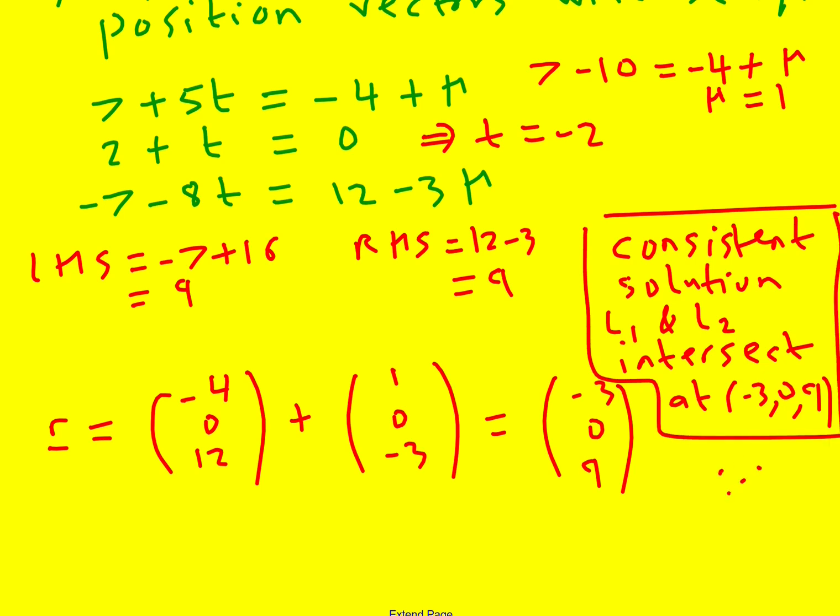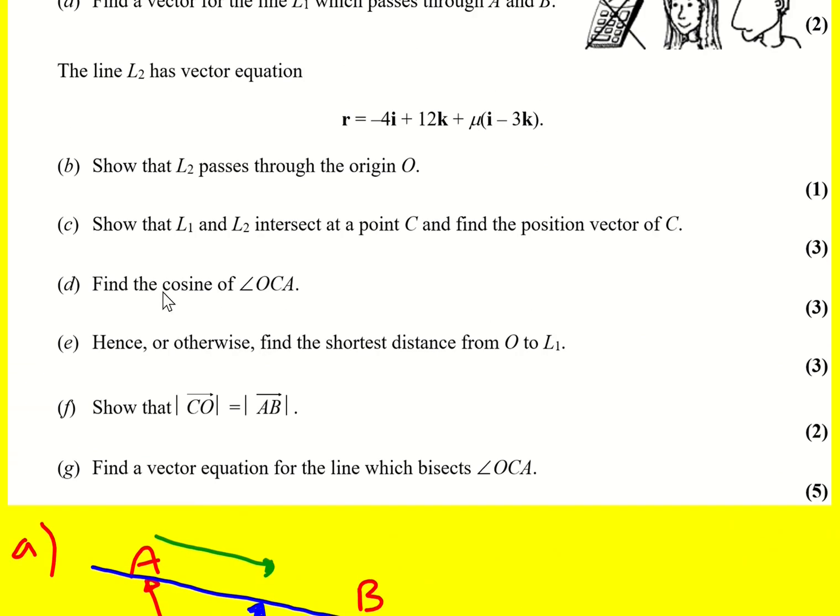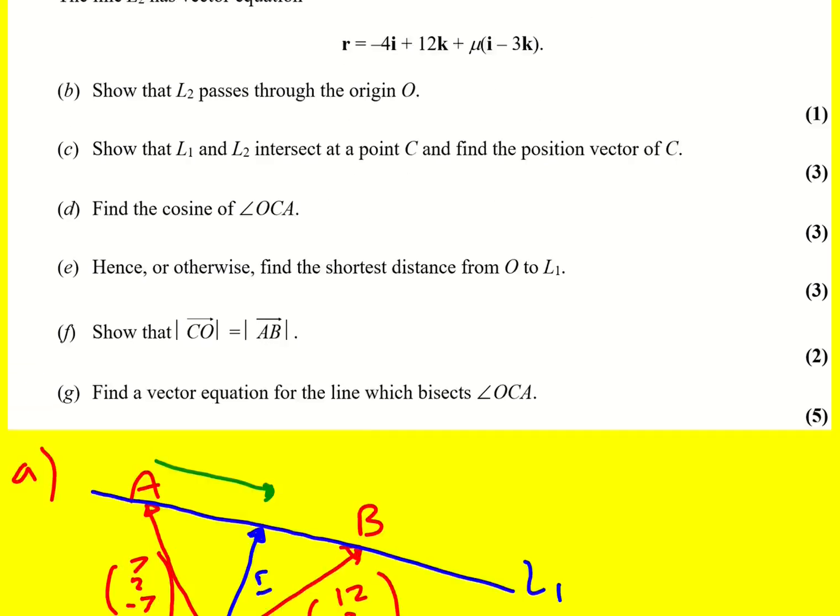Okay, good work. Right, A, B, and C are done. We're now asked to find the cosine of angle OCA.